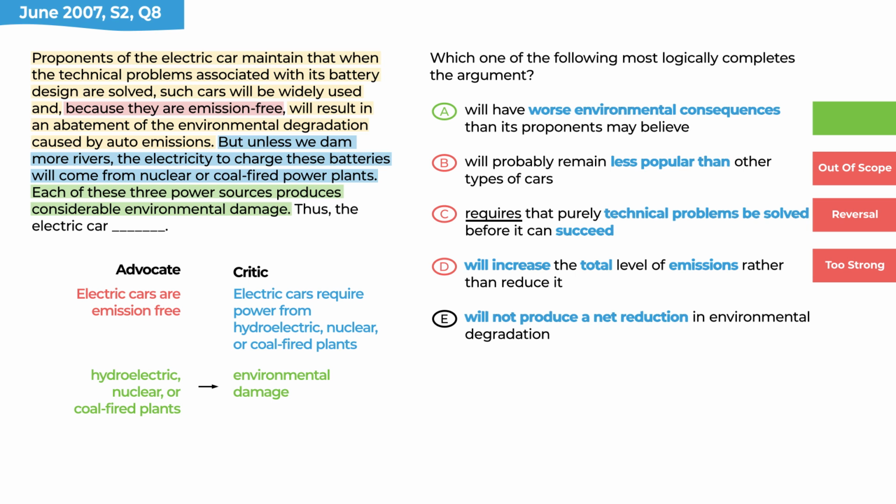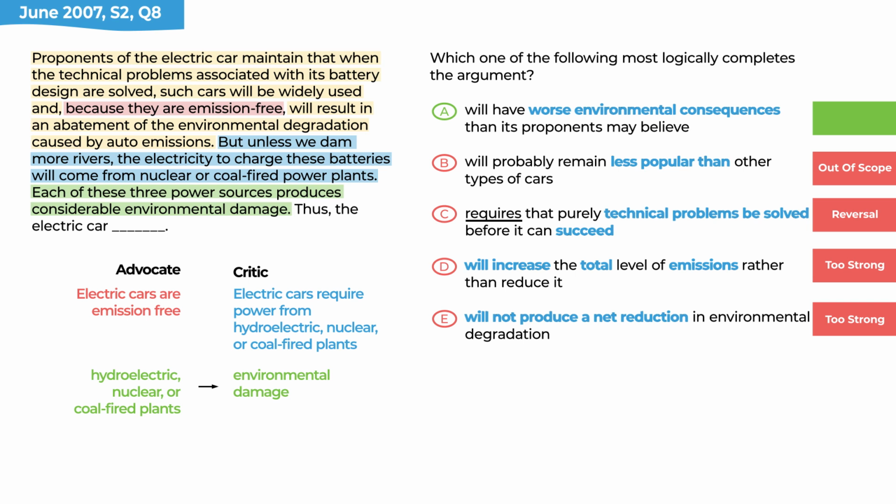Well, if the damage done by producing power in those power plants is less than the damage done by the emissions we'll be reducing from using electric cars, then there will still be a reduction in the environmental degradation. Right? We don't actually know that there's not going to be a net reduction. We just know that the reduction in environmental damage claimed by the proponents of electric cars won't be as great as they think it's going to be, because they also have to factor in the environmental damage produced by the power made in the power plants. So we may not have as much of a benefit, but that does not mean that we're not going to get a benefit at all. Answer choice E is simply too strong.